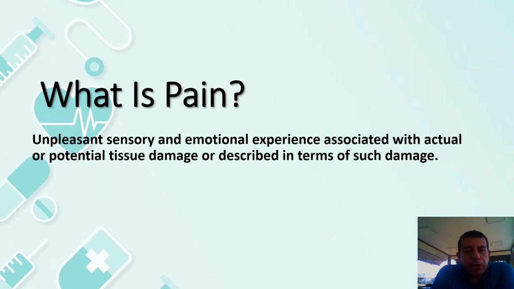So we'll begin this lecture by talking about pain. What is pain? We can perceive it as the natural alarm system of the body that alarms us that there is a danger or damage to a certain part of the body and should be handled carefully. The scientific definition of pain is an unpleasant sensory and emotional experience associated with actual or potential tissue damage, or described in terms of such damage.